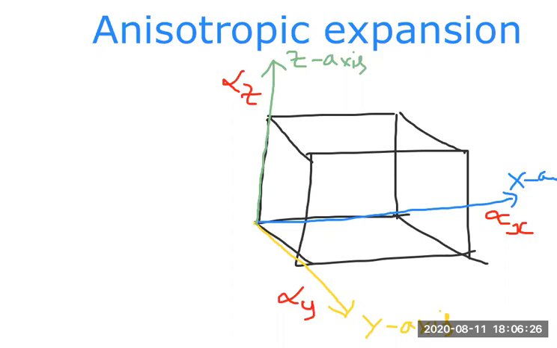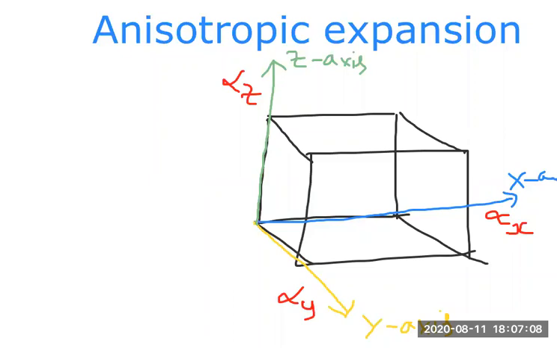In most of the solids, atoms are arranged at uniform interatomic distances. Thus expansion takes place uniformly in all directions. But in some solids, the interatomic separation, that means the atom distance, is different in different directions. In most solids, the interatomic separations are the same in all directions, uniformly distributed. But in some solids, we can observe this phenomenon, anisotropic expansion.